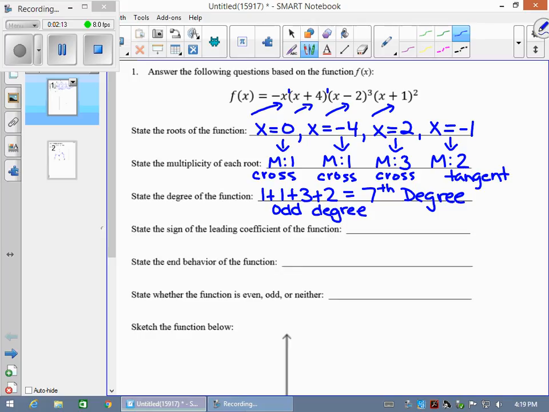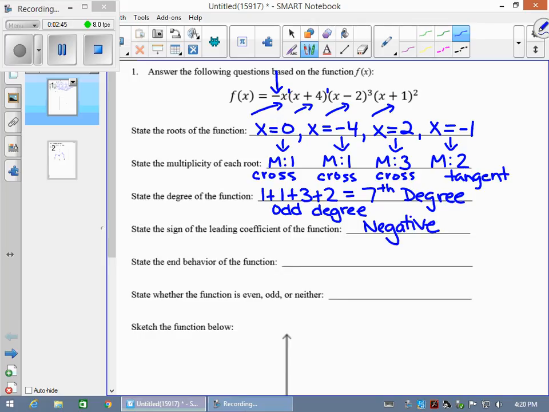The other way to find the degree would be to write this function in standard form, which would require you to multiply out every factor and rewrite it in standard form in descending order with your exponents, which would take a lot of time. So taking the multiplicities and adding them up is definitely the preferred way to find the degree. Then it's asking us to state the sign of the leading coefficient. So if I take a look at the front of this function, there is a negative 1 in front of x, so the leading coefficient is negative.